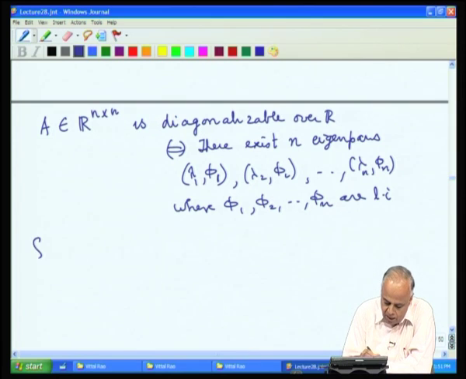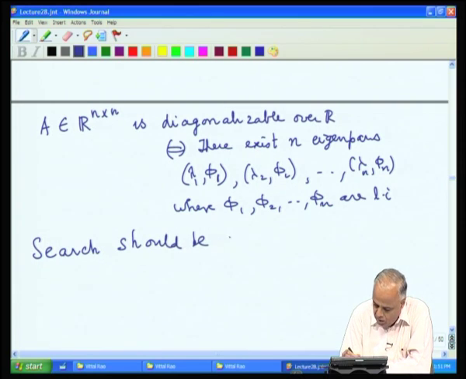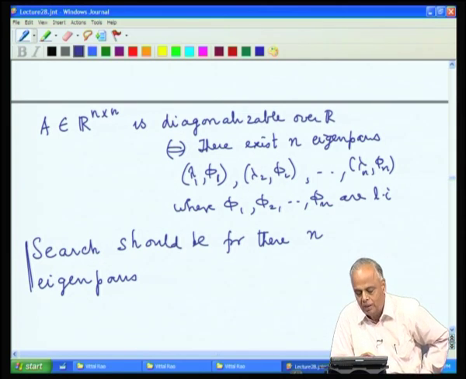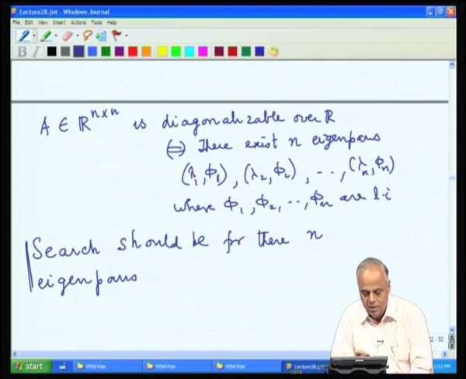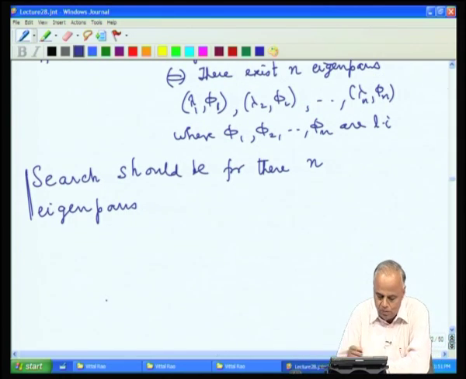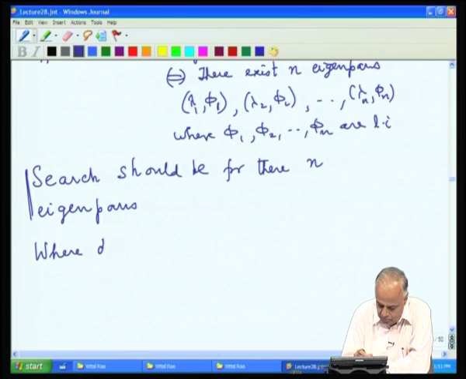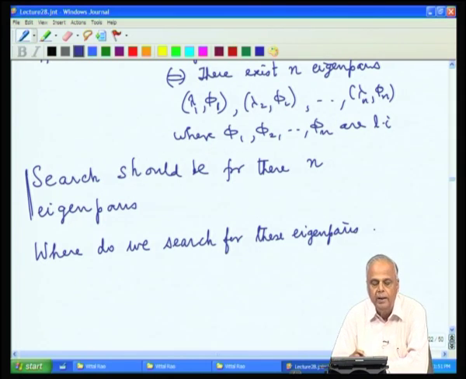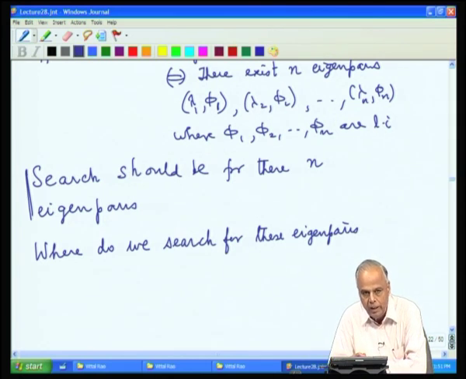So, the search should be for these n eigenpairs. That is going to be our main search in diagonalizability. Can we find these pairs? Where do I search? Where do we search for these eigenpairs? And that is the main chapter of eigenvalues and eigenvectors.